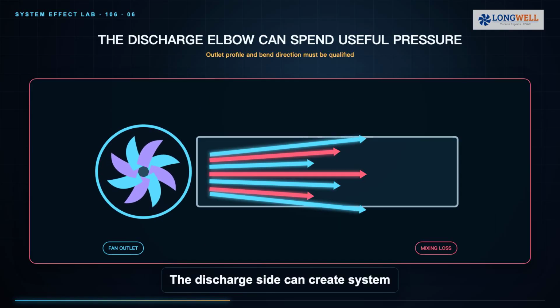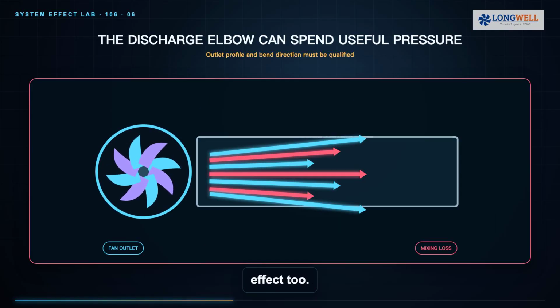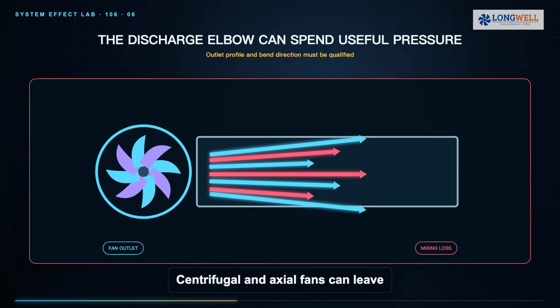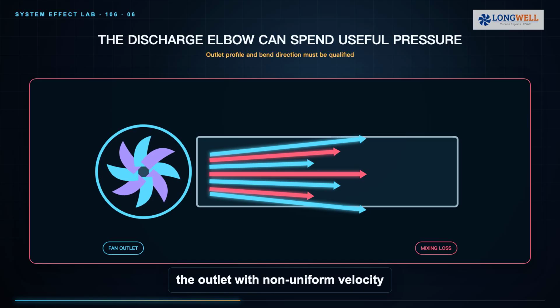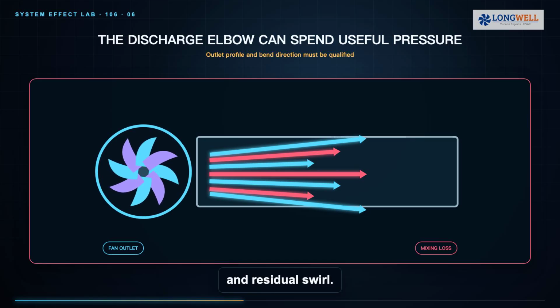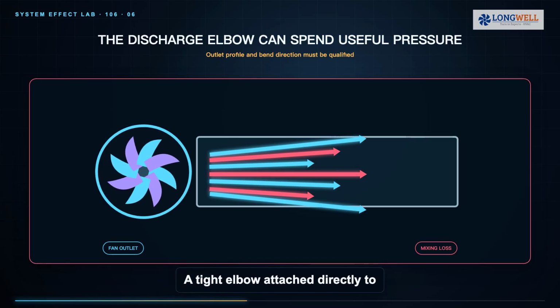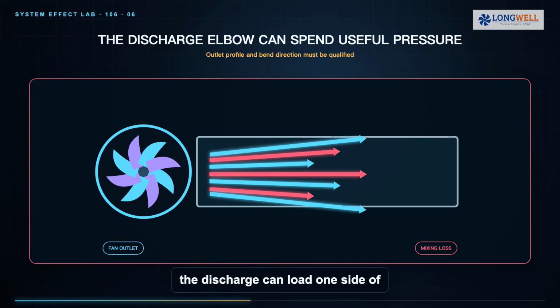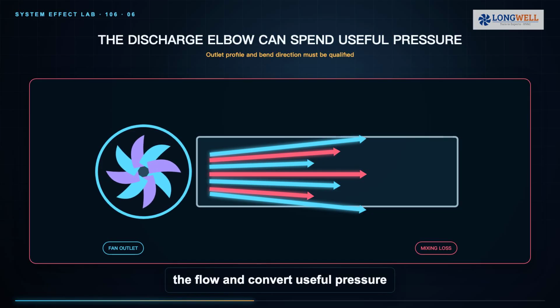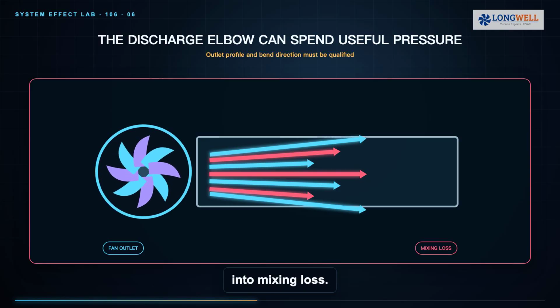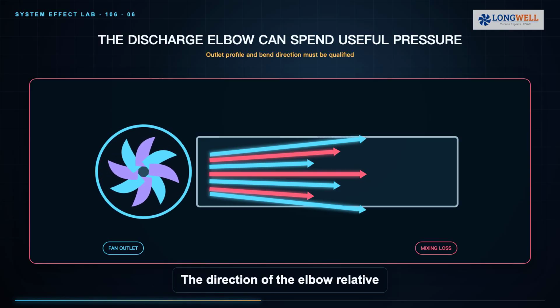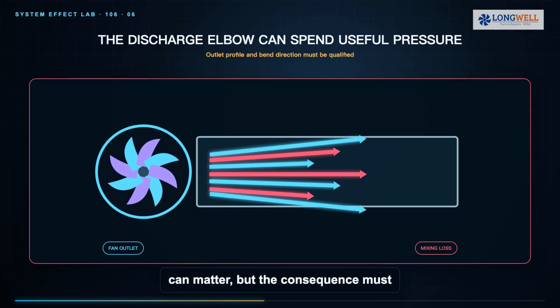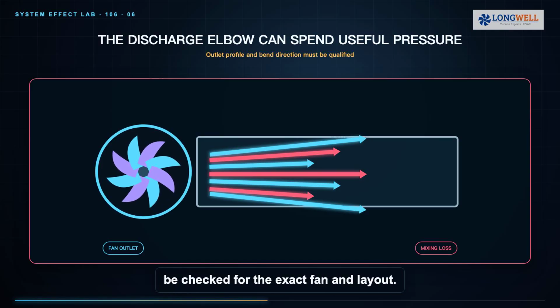The discharge side can create system effect too. Centrifugal and axial fans can leave the outlet with non-uniform velocity and residual swirl. A tight elbow attached directly to the discharge can load one side of the flow and convert useful pressure into mixing loss. The direction of the elbow relative to wheel rotation or outlet profile can matter, but the consequence must be checked for the exact fan and layout.